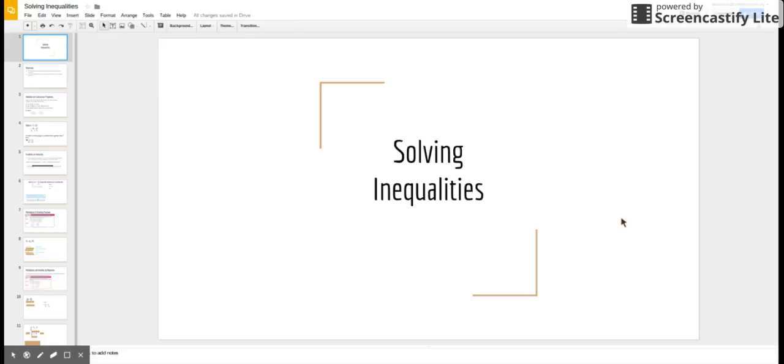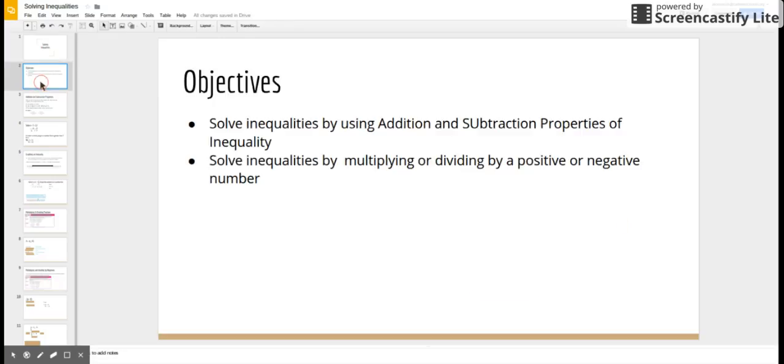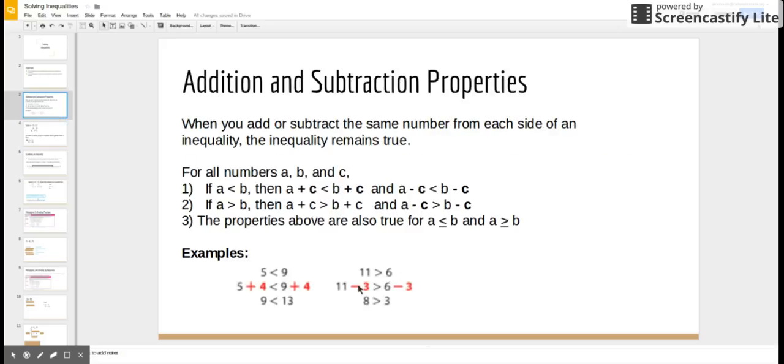Hi there, in this video you're going to learn how to solve inequalities. Your objective for today is to learn how to solve inequalities by using addition and subtraction properties of inequality, and to solve inequalities by multiplying or dividing by a positive or negative number. Here's the first thing that you need to learn, addition and subtraction properties.